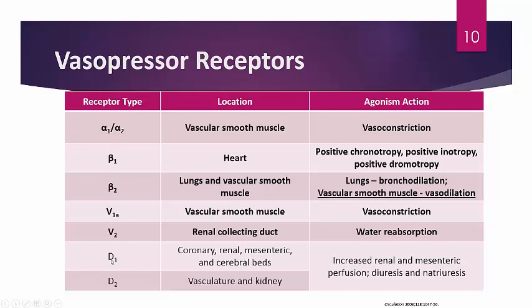We also have the D1 and the D2 receptors, which are dopaminergic receptors that are found in all different places of the body. And they are responsible for increased renal and mesenteric perfusion and diuresis and natriuresis, and that will be associated with dopamine. These receptors you won't necessarily need to know about as much because their mechanism of action is slightly more complicated than the other receptors. I do want you to know about these 5 bolded receptors here, where they're located and what their agonism action is, though, because that will be important in determining what agent you actually use.